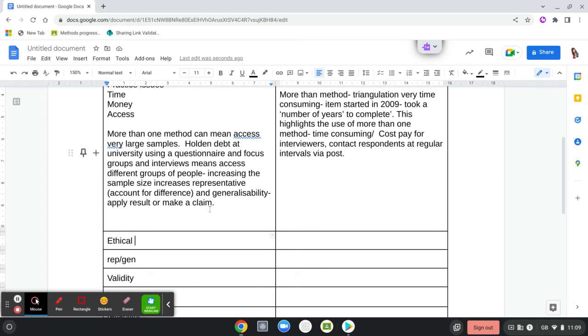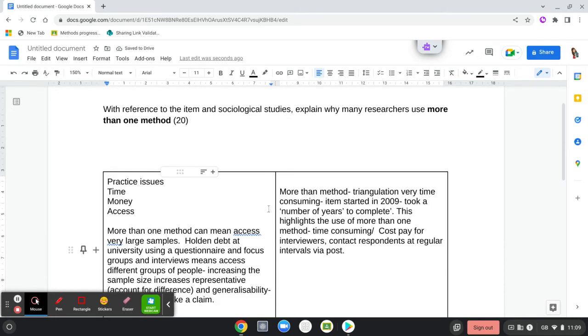Right, ethical issues. So I need to keep focusing on more than one method. Let's just check what the question is. When many researchers use more than one method.